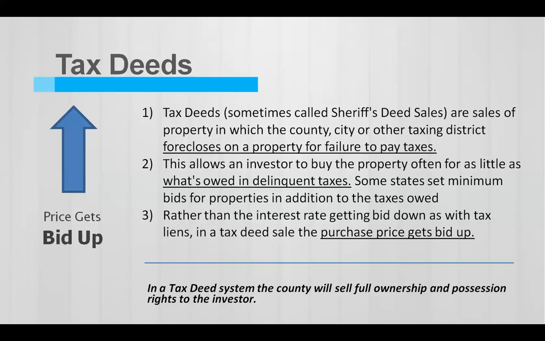Number two, this allows an investor to buy the property for often as little as what's owed in delinquent taxes. Some states do set a minimum bid for properties in addition to the taxes owed. You'll see that Cali's pretty popular for doing that. But for the most part, you'll see an opening bid for what's owed in delinquent taxes.